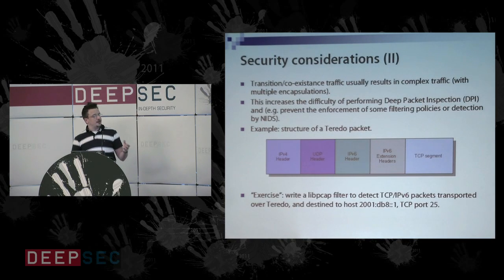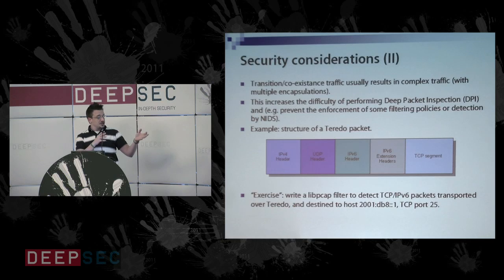Another consideration is the complexity of the resulting traffic. Here you have probably one of the worst examples. That's the structure of a TCP packet that is being sent on the network by using the Teredo transition technology. The point is that the resulting packet may be very, very complex, with lots of headers. As an exercise of how complex this can be for security devices, just try to implement a packet filter, for example, detecting traffic sent to a specific TCP port in this case, and it might get a little bit tough.